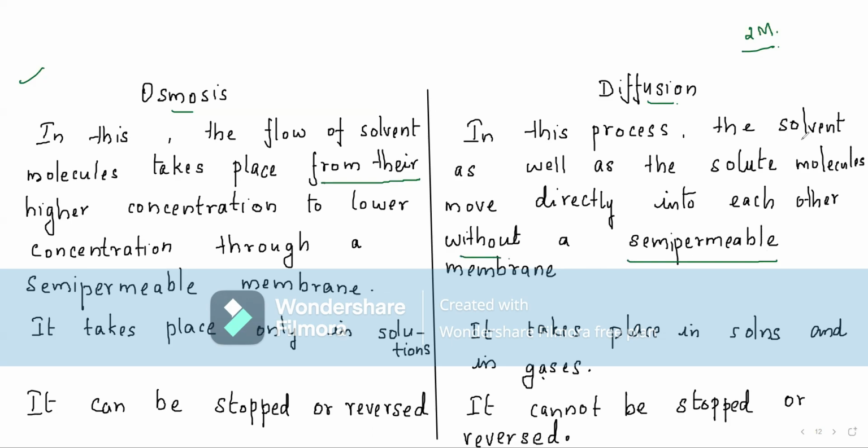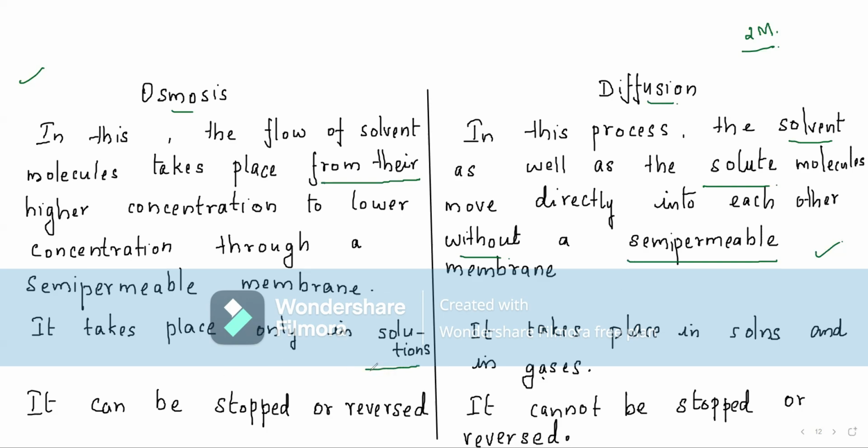And here the solvent as well as the solute molecules are passing. So every particle can flow through, or not flow through actually, they get mixed with each other. The solvent as well as the solute particles get mixed with each other, move directly without a semi-permeable membrane. That is called diffusion.